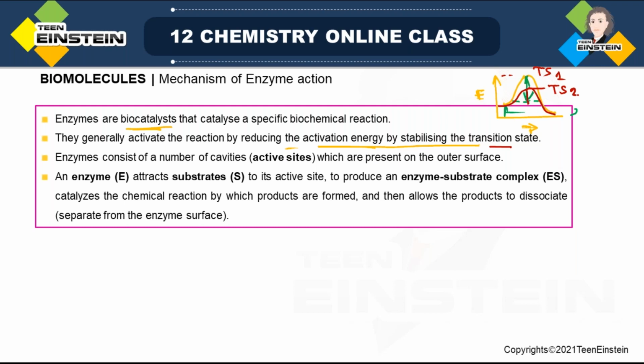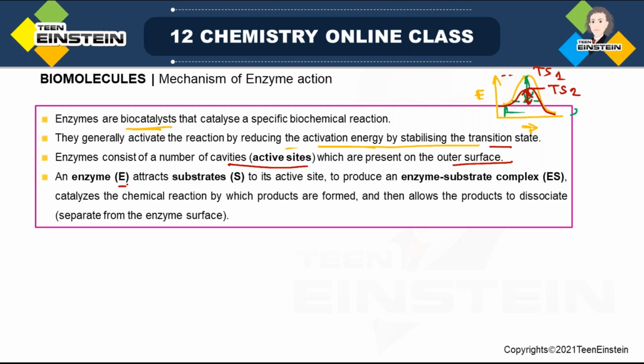Suppose this is 1, this is 2. Now with this new transition state, if you take this gap, it is less than the previous one, and this gap is actually the activation energy. So in this way, when we are using an enzyme, activation energy is reduced, and when activation energy is reduced, obviously the reaction rate will be increased. How do enzymes actually do this job? They consist of a number of cavities, and these cavities have a particular shape. This is known as the active site, and it is present on the outer surface of the enzyme.